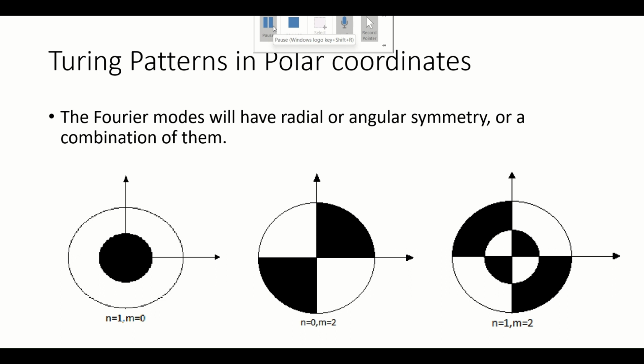This is useful because in nature, in many cases, we find radial symmetry, angular symmetry, or in fact a combination of them. So one of such cases will be shown afterwards in zebrafishes. So that would conclude my part of the whole slideshow.